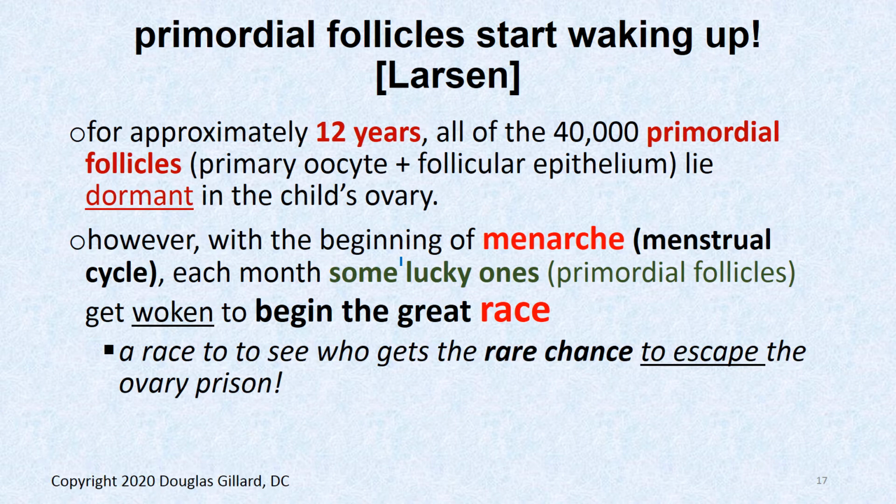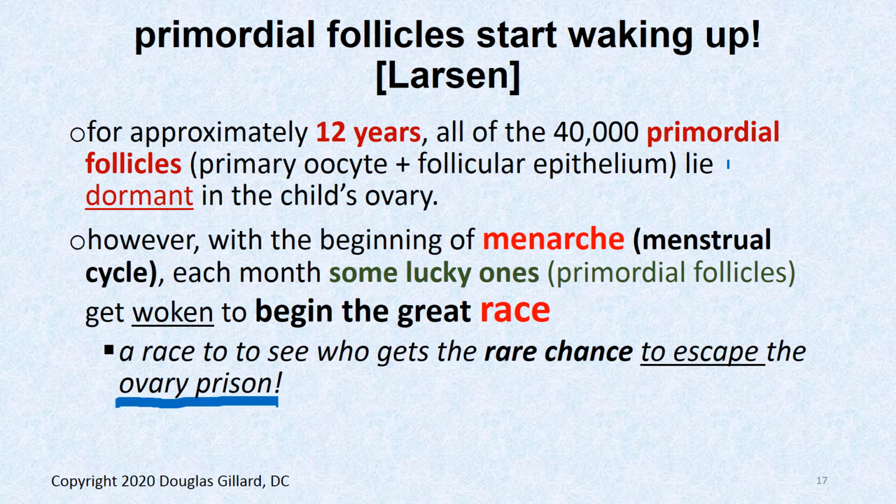So for about 12 years, all of these 40,000 primordial follicles lie asleep. Nothing happens. However, when menarche occurs, when some FSH and LH, follicle stimulating hormone and luteinizing hormone, start flowing in the 12-year-old, they start getting cranky and turning into a young woman and have their period, some of those wake up. And then the great race begins, and it is a great race. So it's a race to see who gets the rare chance to actually escape the ovarian prison.